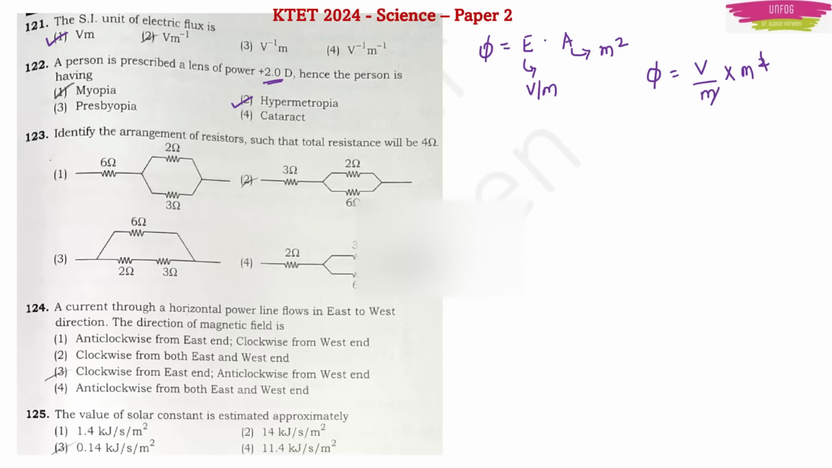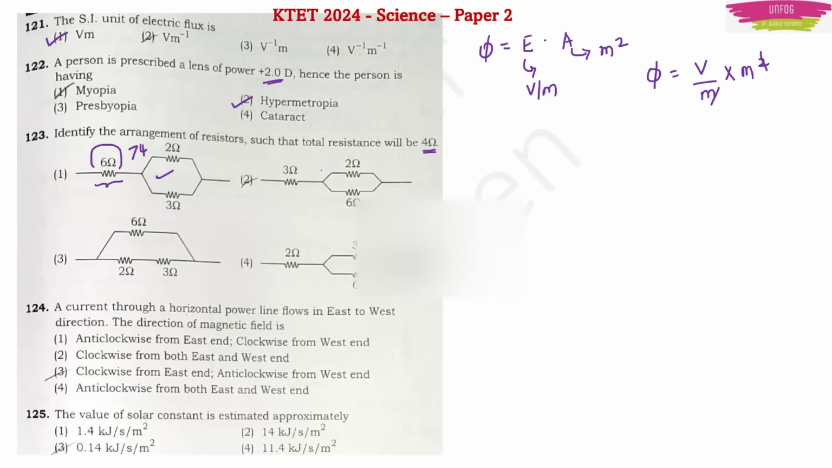Next question, question number 123. Identify the arrangement of resistors such that total resistance will be 4 ohms. Seeing the options, we should find out which circuit is having the total resistance of 4 ohms. Option 1 is not possible because here already I have 6 ohms, and this entire thing is in series with this 6 ohms. If I add, it will not be 4. It will be greater than 4 ohms.